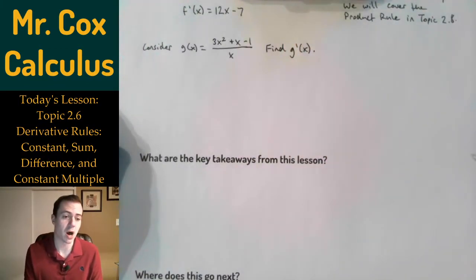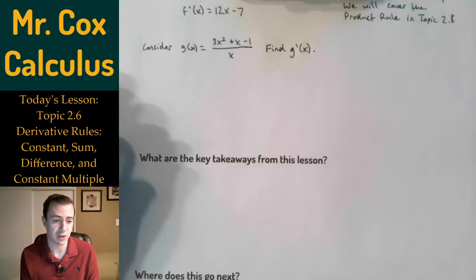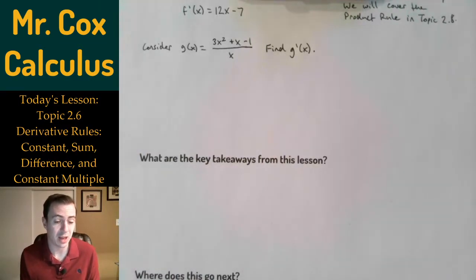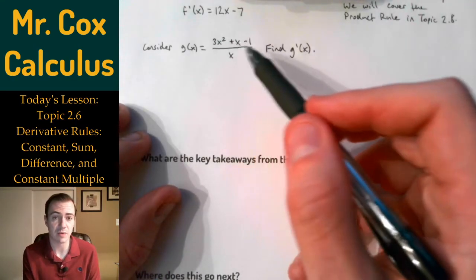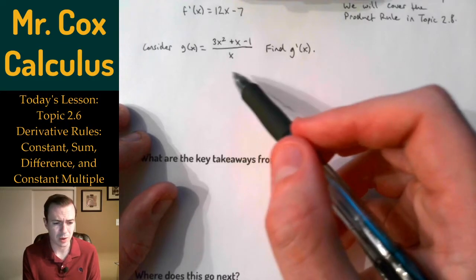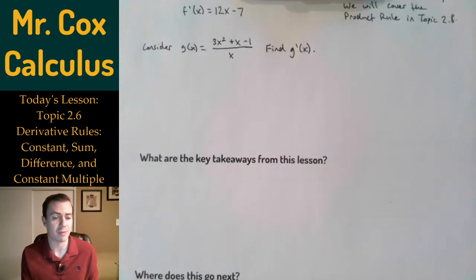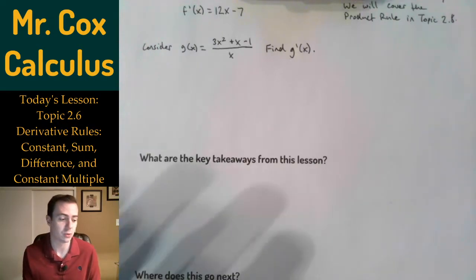Same thing with products. Just like how I couldn't take the derivative of each factor and then multiply them together to get the derivative of the product, I'm going to have the same issue with quotients. I can't just take the derivative of the numerator and the derivative of the denominator and divide them. I can't do what we kind of did with limits. Limits allowed us to do that with quotients. Derivatives will not.